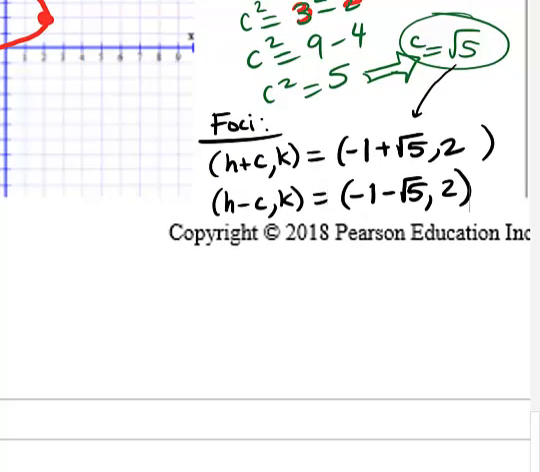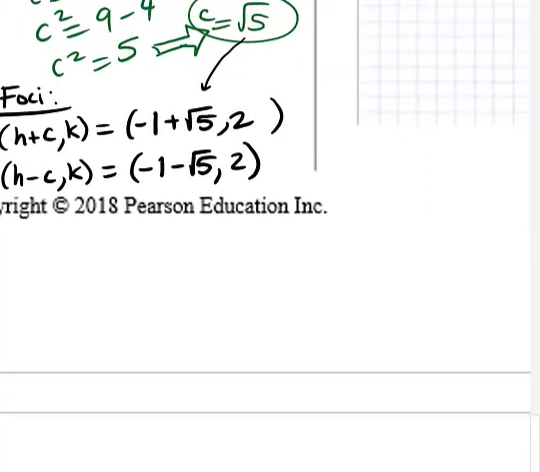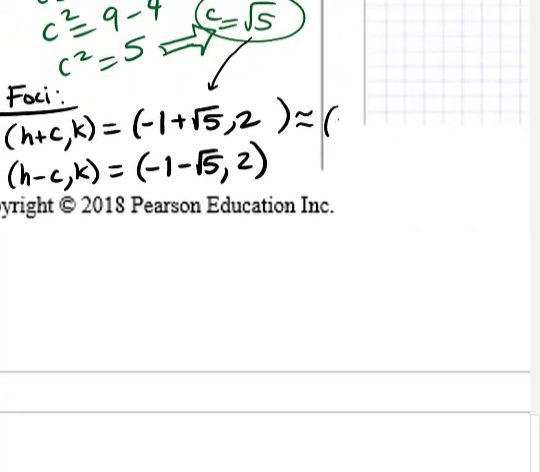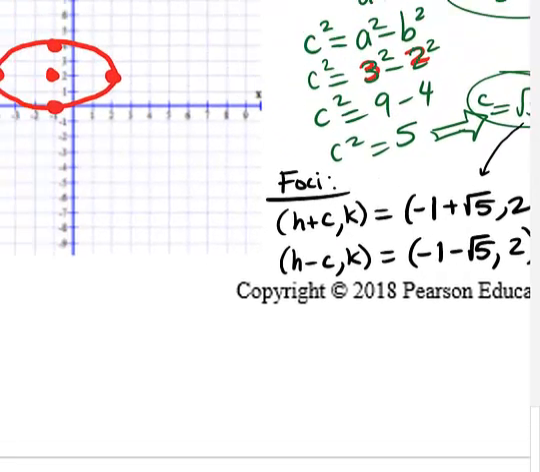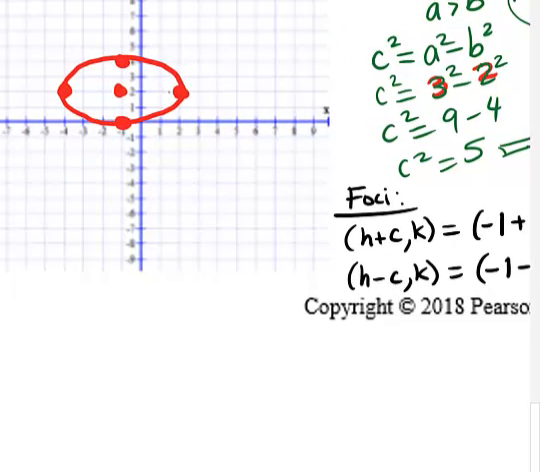Let's see, I'm just curious. What is -1 plus the square root of 5? So that point, just in case you're curious what that looks like, is about 1.24, comma 2, something like that. So where would that guy be? 1.24, comma 2. So it's around here. And I think the other point would be similarly on this side.